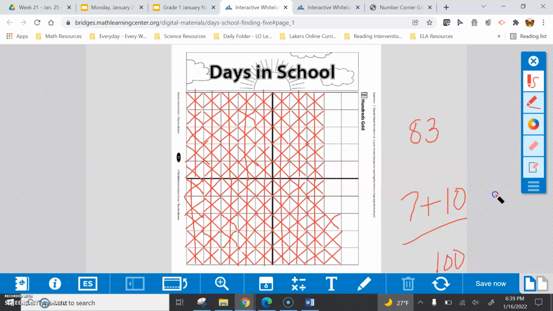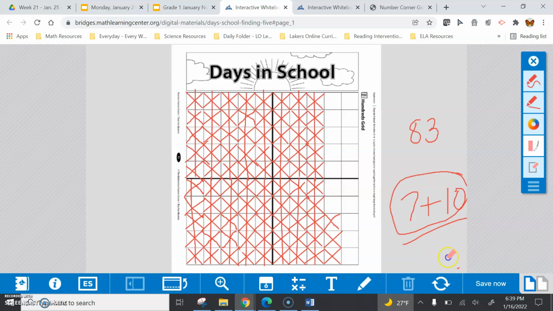What is 7 plus 10, class? Did you say 17? If you did, you are correct. 17. This is equal to 17. So we have 17 more days of school before we make it to our 100th day of school. Wow. Amazing.